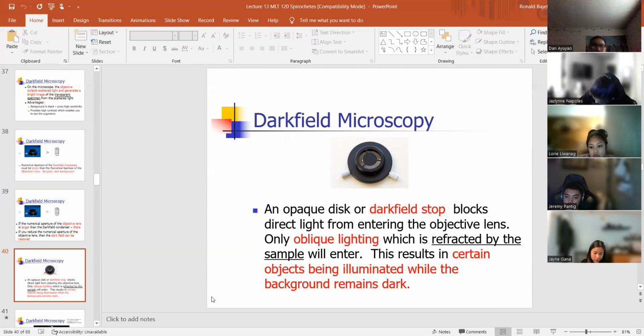What we want is only oblique light, which is light coming in from an angle. This light is refracted by the sample, and when that happens, the objects will become illuminated, with the background still being dark. So it's light coming in at an angle, which is oblique lighting. We want oblique lighting, we don't want direct lighting. We want light coming in from the side rather than direct vertical light. So the dark field stop will prevent direct lighting from coming into the object. That's what the dark field stop will do.